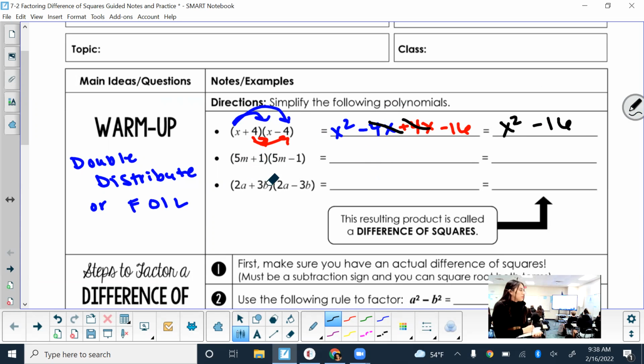All right, this next one we'll do by foiling. So first, outer, inner, last. Multiply the first term in each parentheses. What's 5m times 5m?